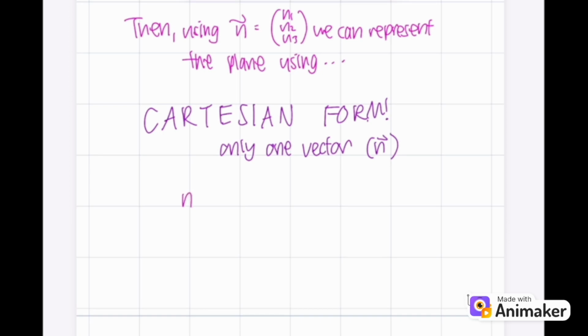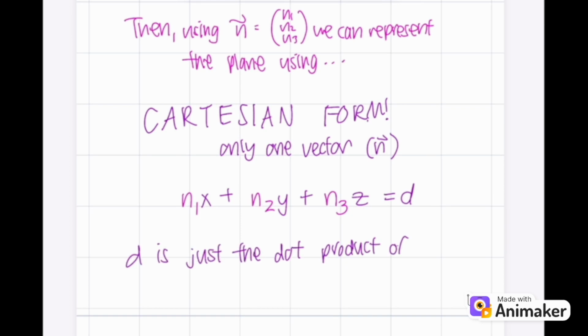To do this, the multiples in front of the unknown coordinates x, y, and z will be the corresponding coordinates of the normal. This will be equated to d, which is a dot product of the normal vector with any position vector, which will always yield the result d.